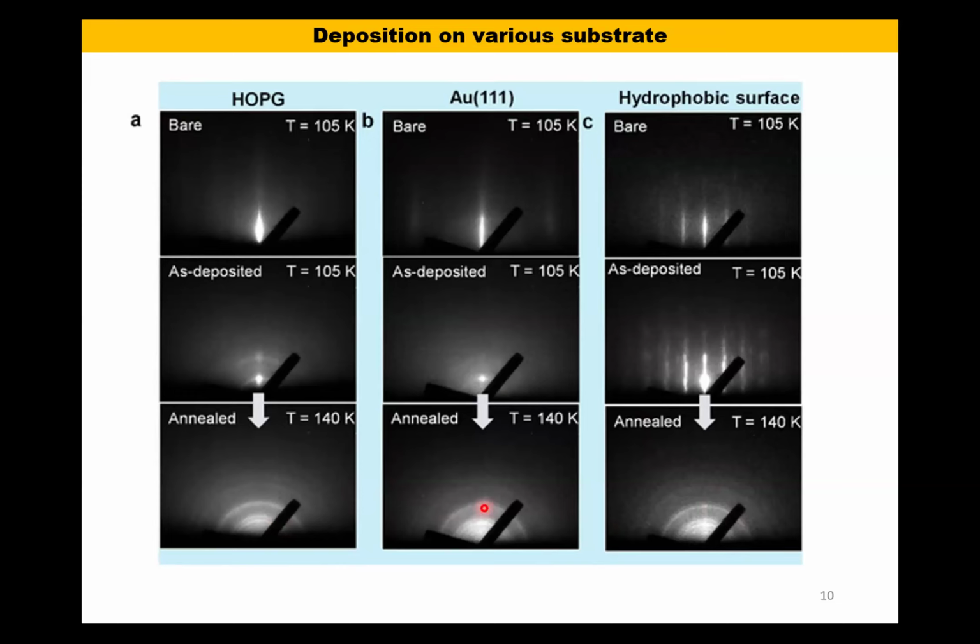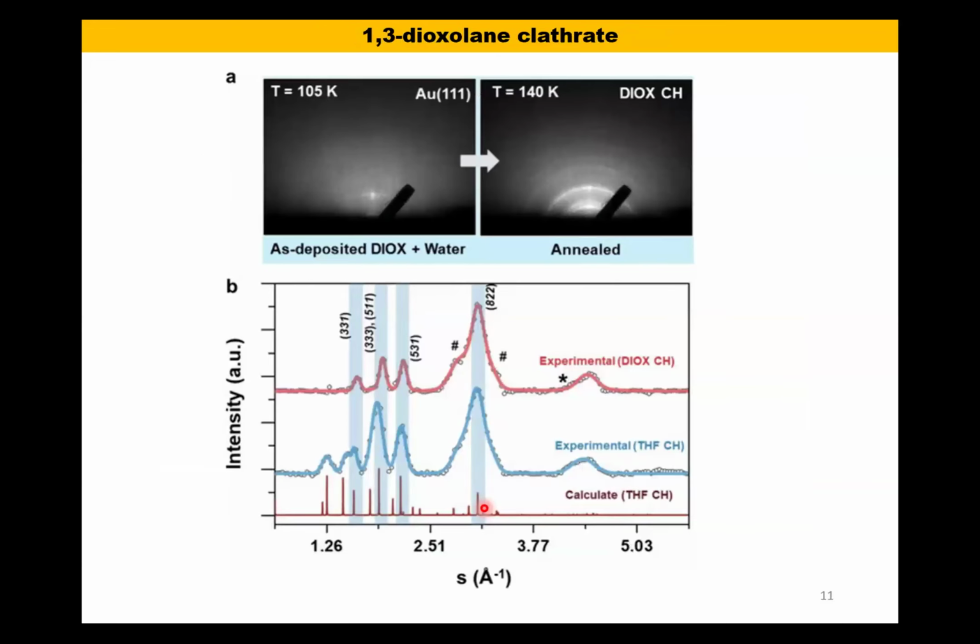As this is a fast experiment in ultra-high vacuum, we have taken another molecule, which is 1,3-dioxolane. With a similar process, we annealed to 140 Kelvin, and we compared the radially averaged electron diffraction intensity with the calculated XRD data, and we found a very good match. You can see it here.